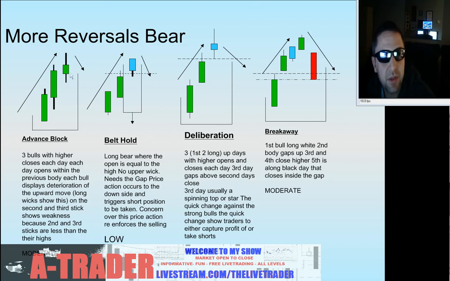Here's the advanced block. I can't explain everything because I only have so much time. Advanced block, belt hold. Watch belt hold because belt hold looks like other things. Get to know what the belt hold is so you're not trading improperly with it. Our breakaway is a gap coverage. We're in the uptrend going to the downtrend here. Remember, this is a reversal bear.